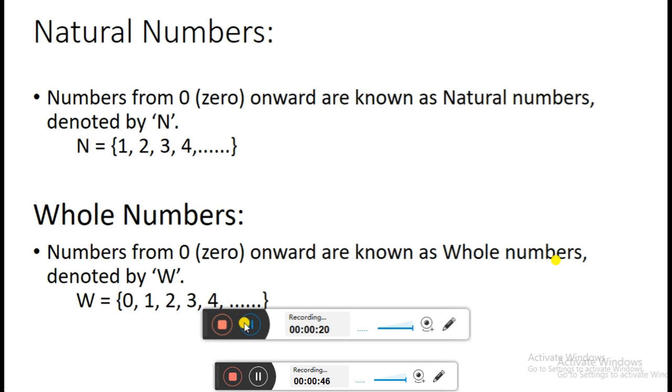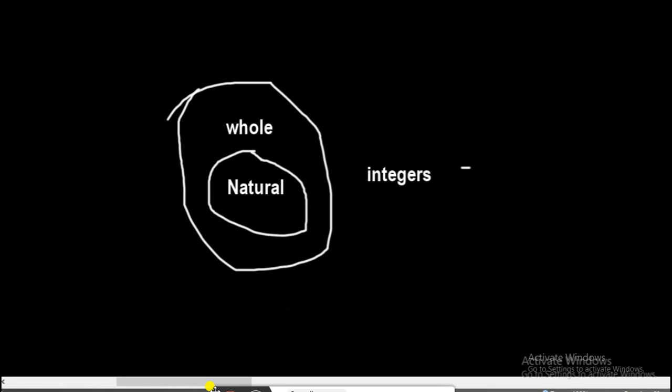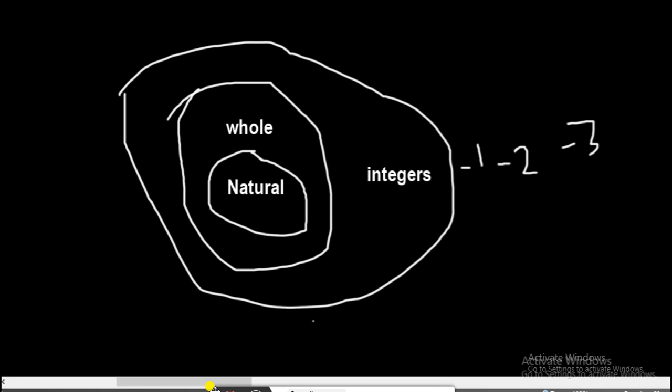Now let's draw a circle to represent the set of natural numbers. Now, whole numbers include all the natural numbers and 0. So we can draw the whole number circle around the natural numbers. Integers include all the whole numbers and negative numbers such as -1, -2, -3 and so on. So we can draw the integer circle.